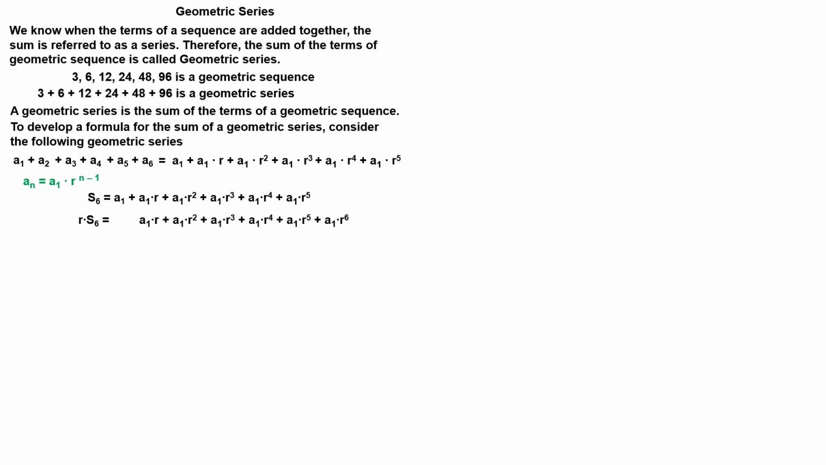We notice that most of the terms are the same. So, subtracting one sequence from the other makes most terms cancel out. Factorize both sides of the equation. Divide both sides by 1 minus r. Now, if we replace 6 with n, we get the formula for the sum of a geometric series.